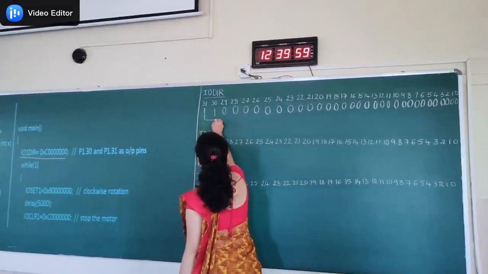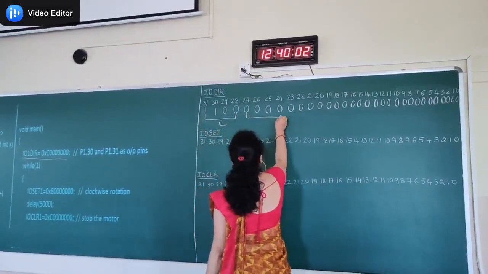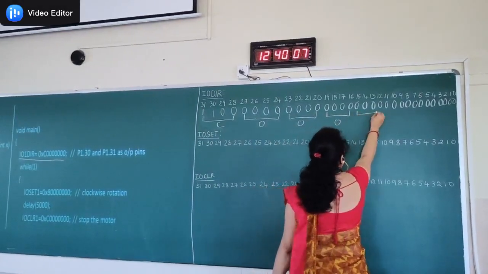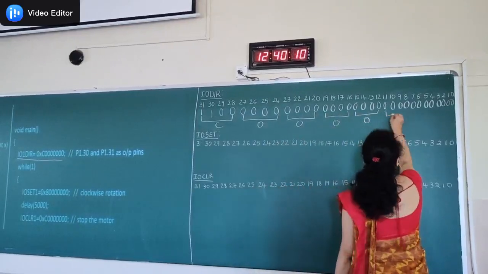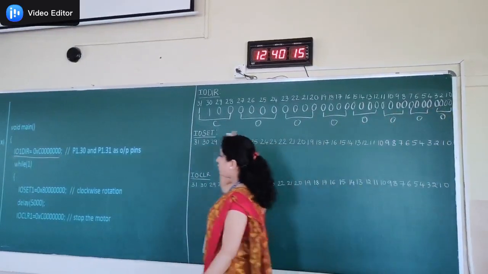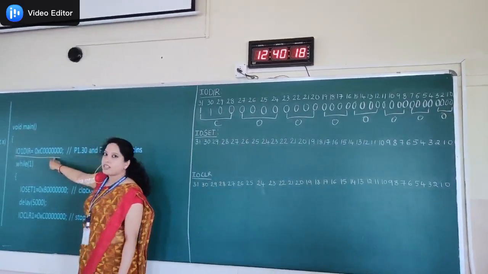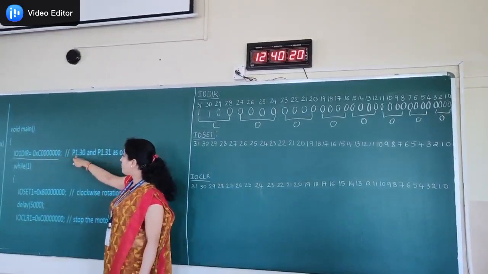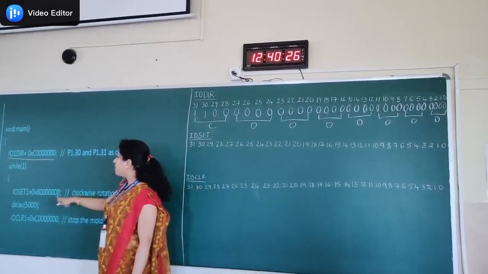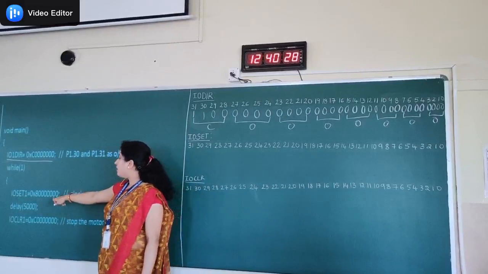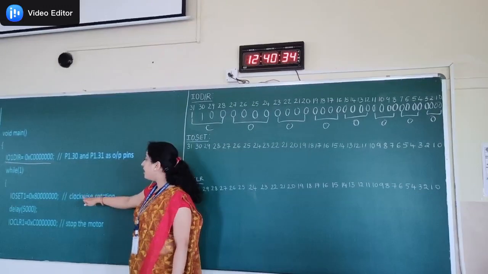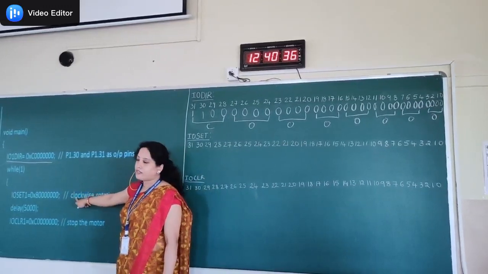When we convert this into a hexadecimal value, we get C0000000. This is the value we have loaded to the IO1DIR register. This is going to configure port 1 pin number 30 and port 1 pin number 31 as outputs. Next we rotate the motor in the clockwise direction. For this, we have to apply a high pulse on pin number 31.